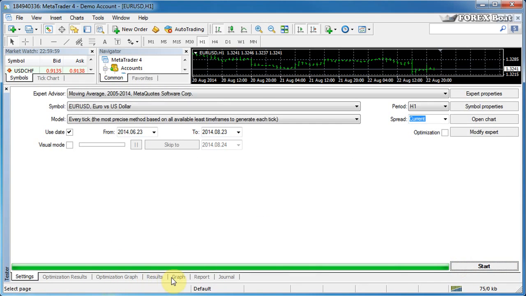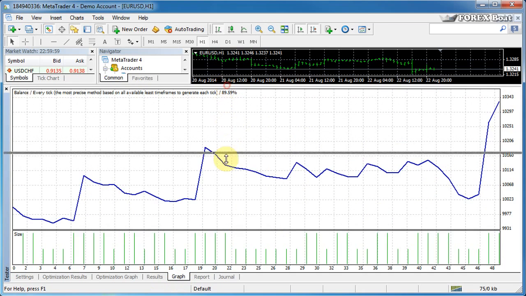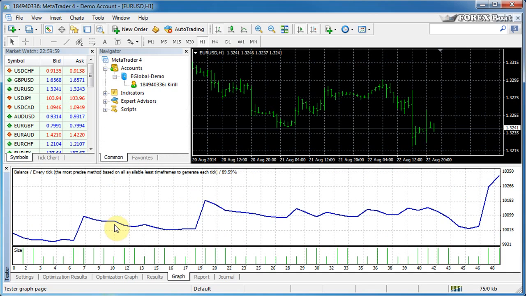And now if we go to results, and to graph, as you can see, this is a profitable backtest. Obviously, it's not as good because this is a prepackaged standard expert advisor that comes with MetaTrader 4, but as you can see, MetaTrader 4 helped us optimize the parameters and find the best ones for us.